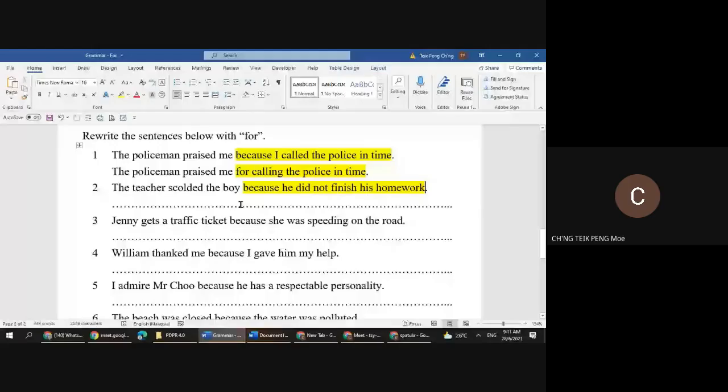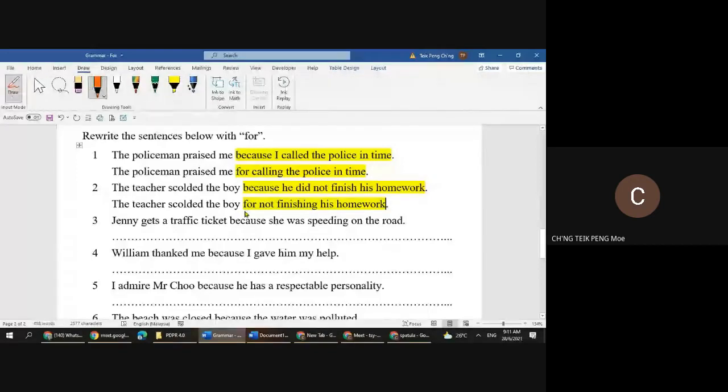Ada jawapan? No. The teacher scolded the boy for not finishing his homework. Now look at how we use it, yeah? After for, we have to put ing. This is very important, okay? You cannot write for not finished atau for did not finish. Itu salah.